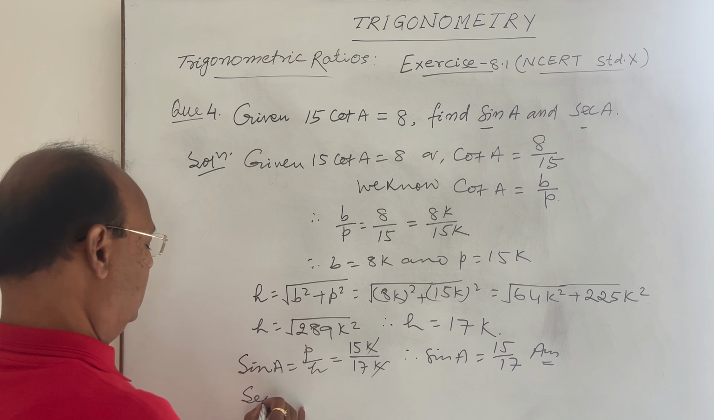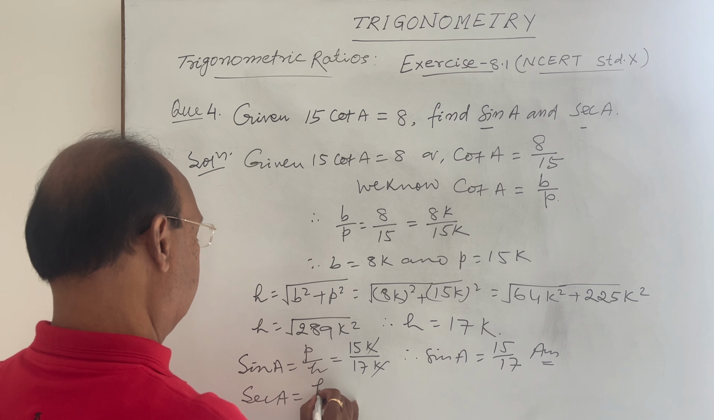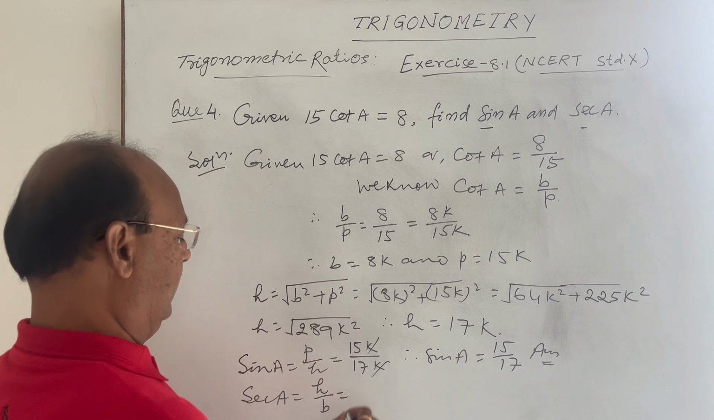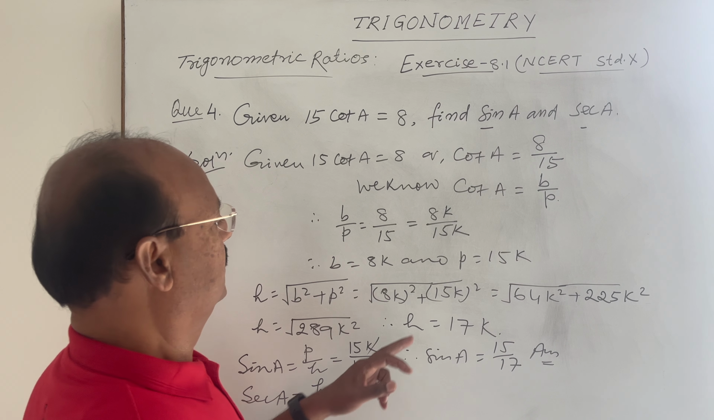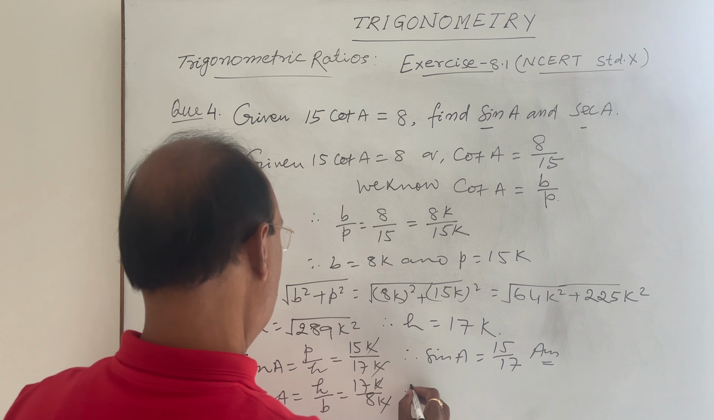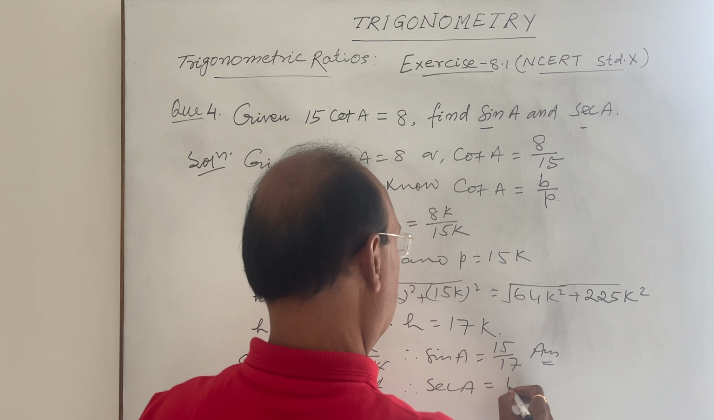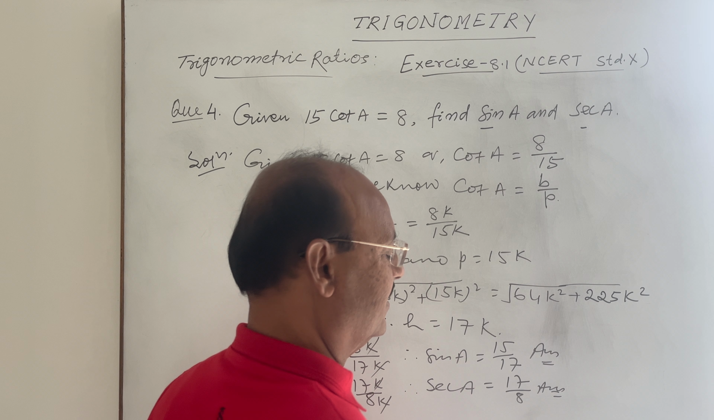Now let us find sec A. Sec A is equal to, you know, H by B. H is how much? 17k, and B is 8k. K will be cancelled out. So therefore sec of A is equal to 17 by 8. This is the answer, correct?